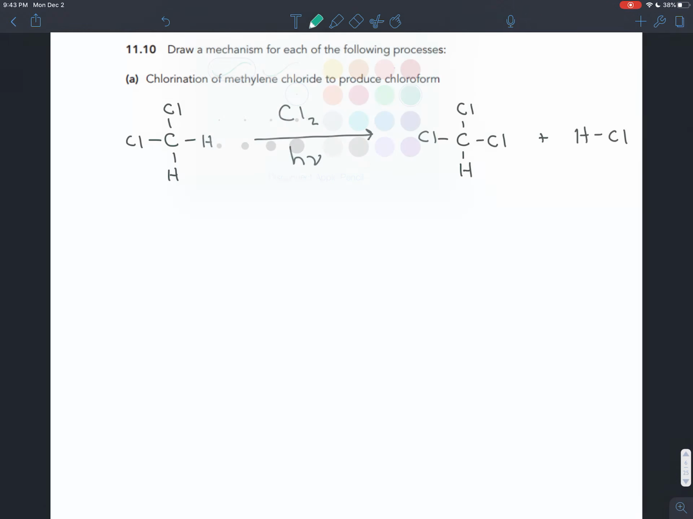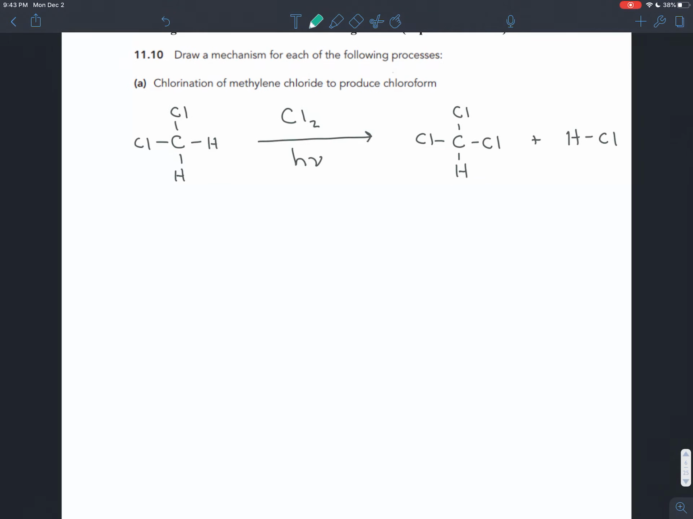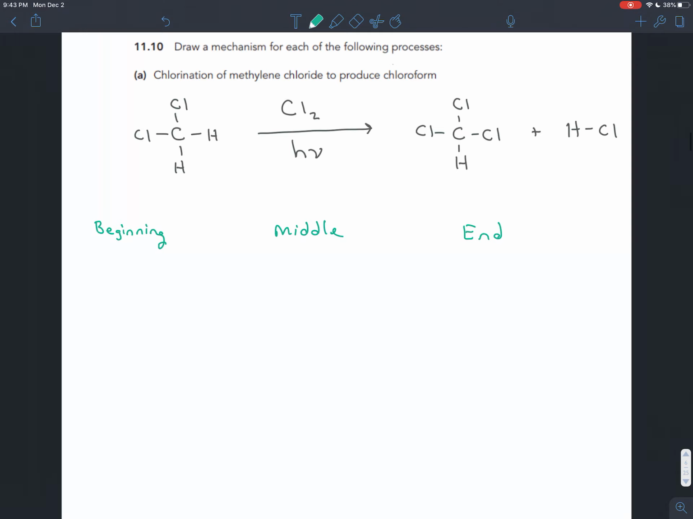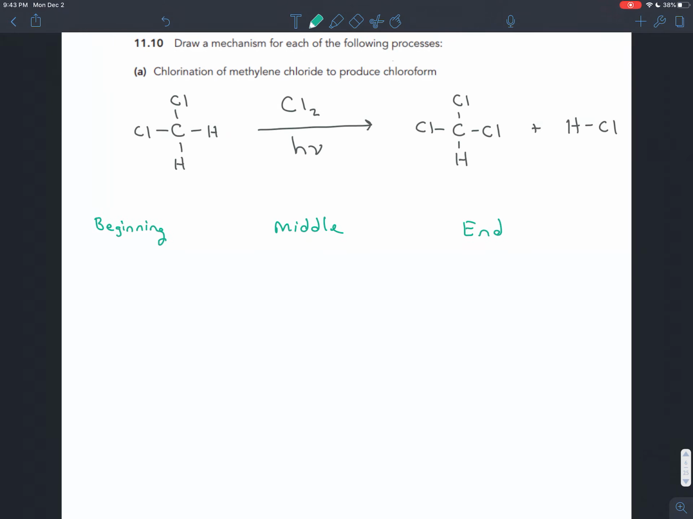Radical mechanisms have three stages. Like any story, they have a beginning, a middle, and an end. Each of these has fancy jargon terms in radical mechanisms. The beginning is called the initiation step. You form radicals in that step. The middle is going to be called the propagation step. That's where one radical gets stabilized by making another radical. So you propagate the radical. And then the end is called the termination step.